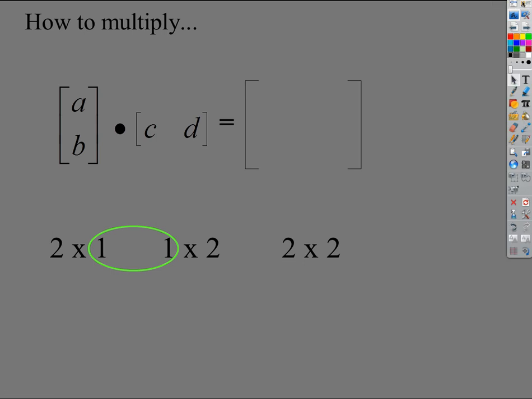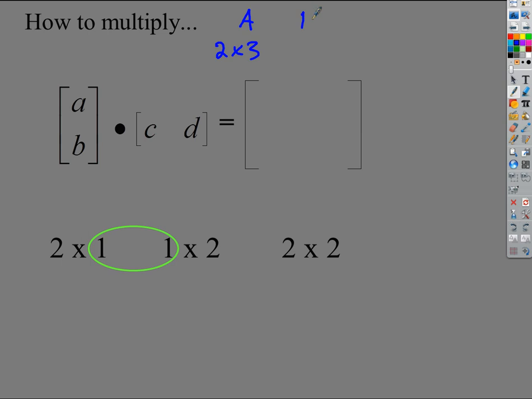Good question. He said, what if matrix A is a 2 by 3 and matrix B is a 3 by 2? What about if it's a 2 by 4? That's not going to work either, because the 2 has to be on the outside. Yeah, so if it's a 4 by 2.